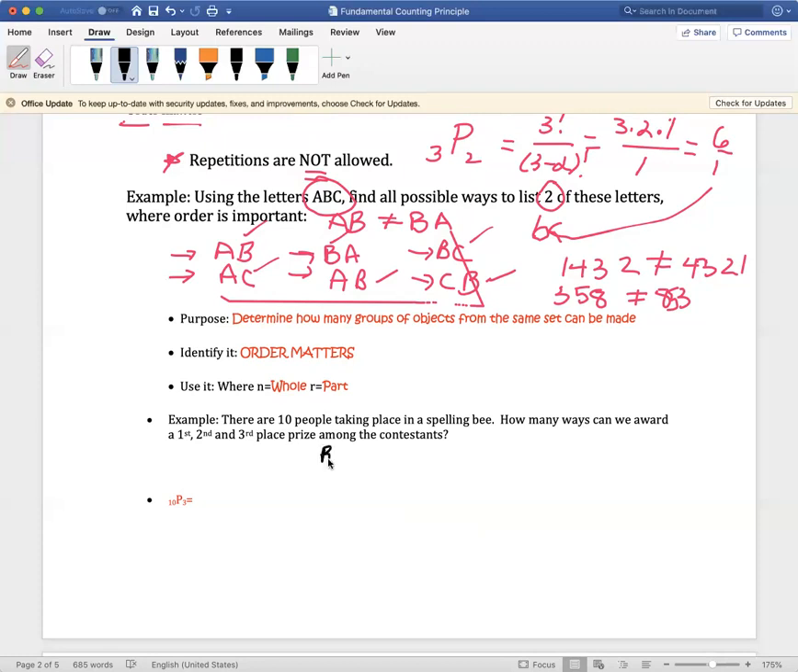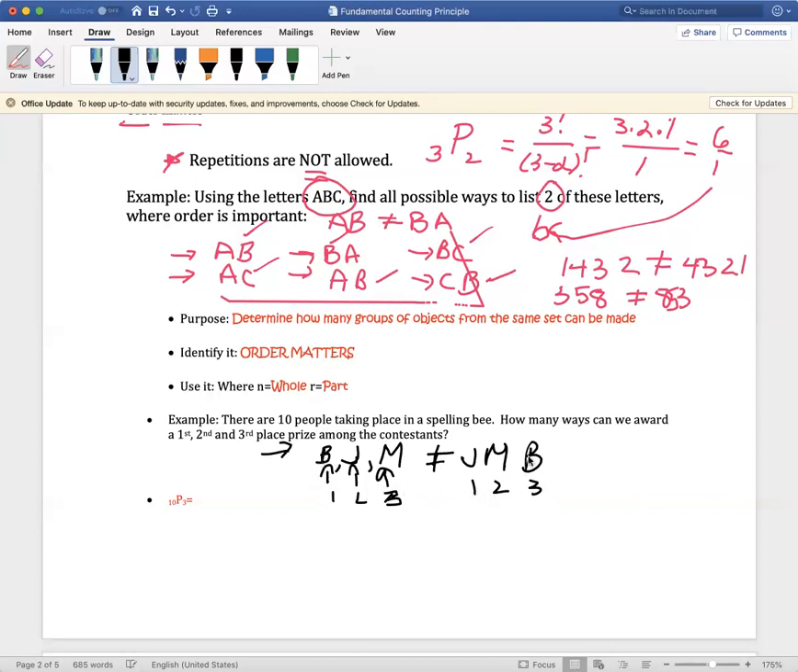Because if, let's say, Bobby, Jamie, and Melissa are called, so they stand at the podium and they say, okay, the winners of this tournament are Bobby, first place, Jamie, second place, Melissa, third place. Well, that's very different than saying Jamie, Melissa, and Bobby, right? Because the order in which they call them out tells you if they're first place, second place, or third place. So order is important here, right? The order in which they list them tells you if they're first, second, or third.